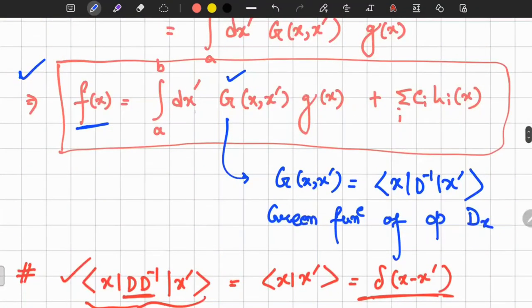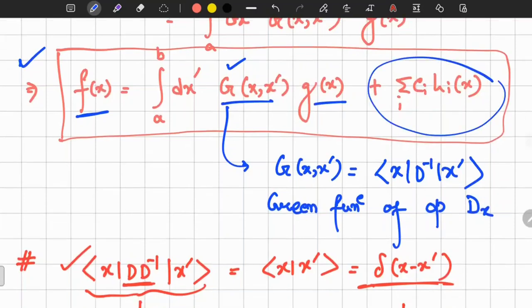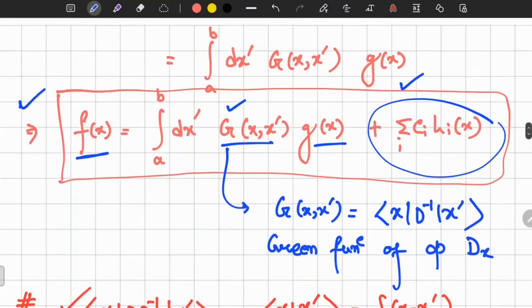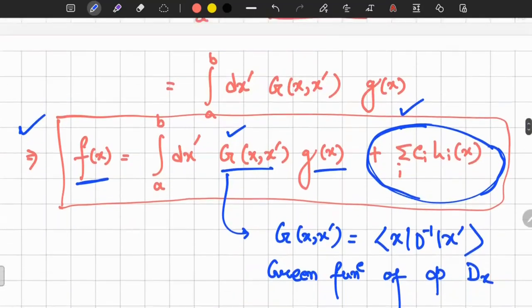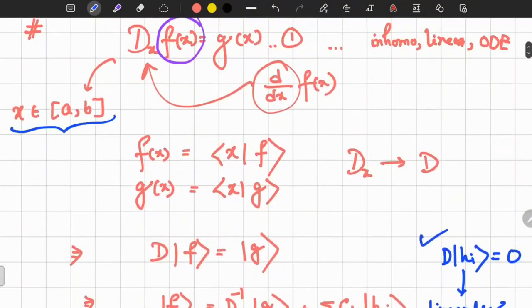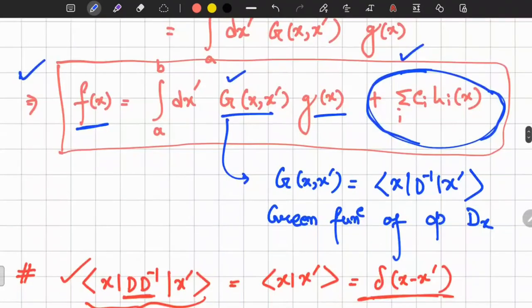So this part, dx prime gx, we can neglect here. Why are we neglecting it? We can evaluate this part by using the boundary condition. This part is not that important, because just by putting the boundary condition of fx, where x is varying from a to b, there will be two boundary conditions, fa and fb. By putting these boundary conditions, we can easily evaluate this part.